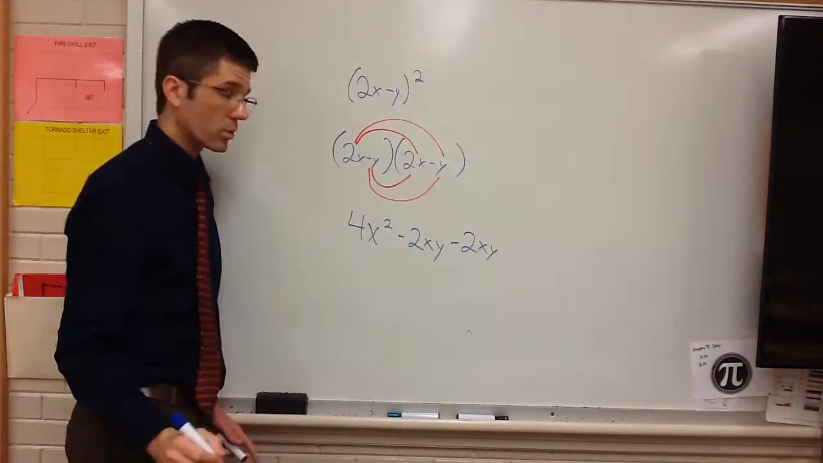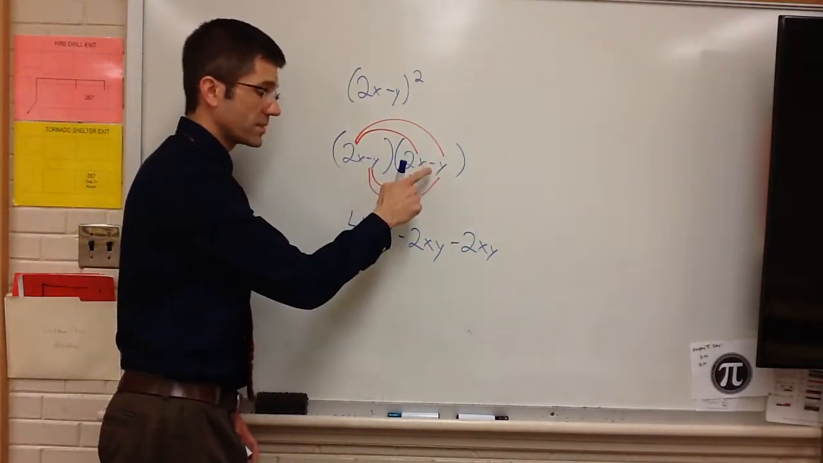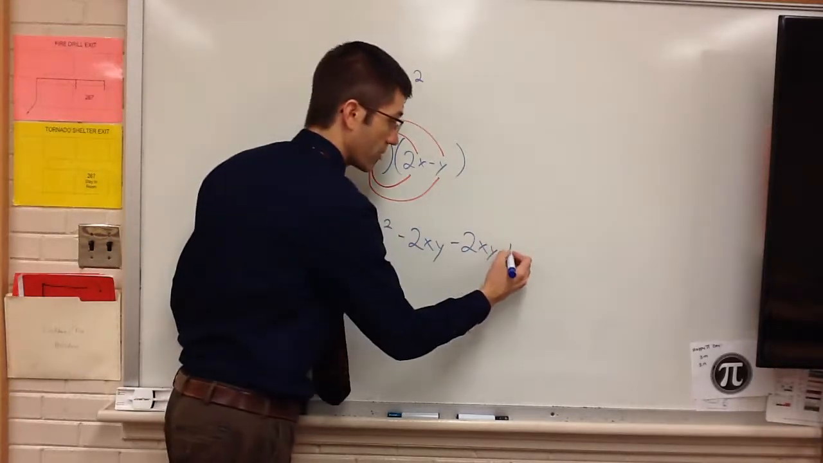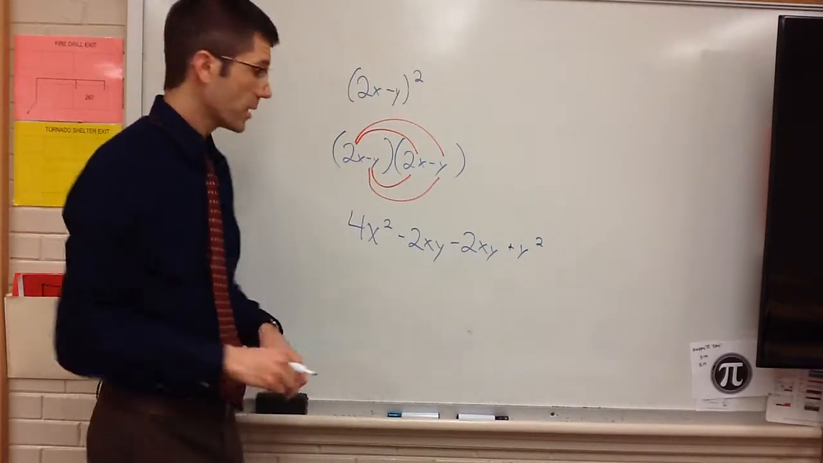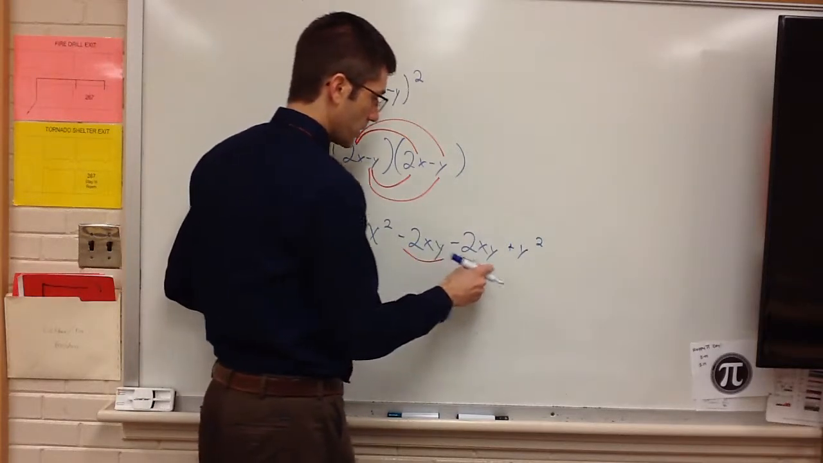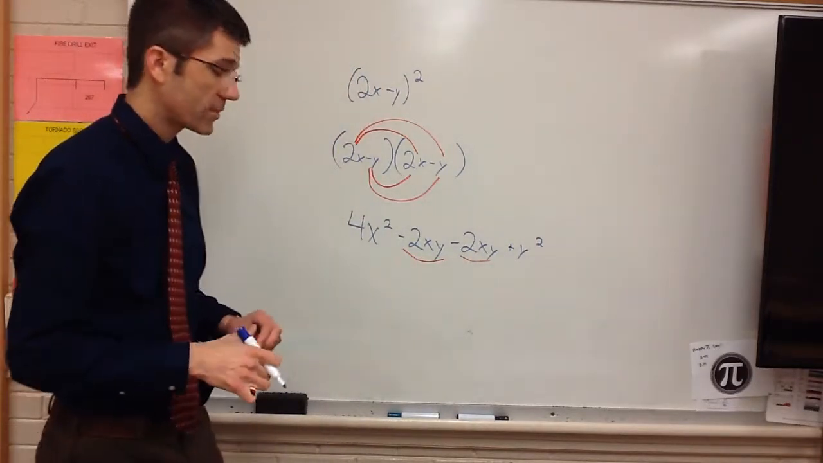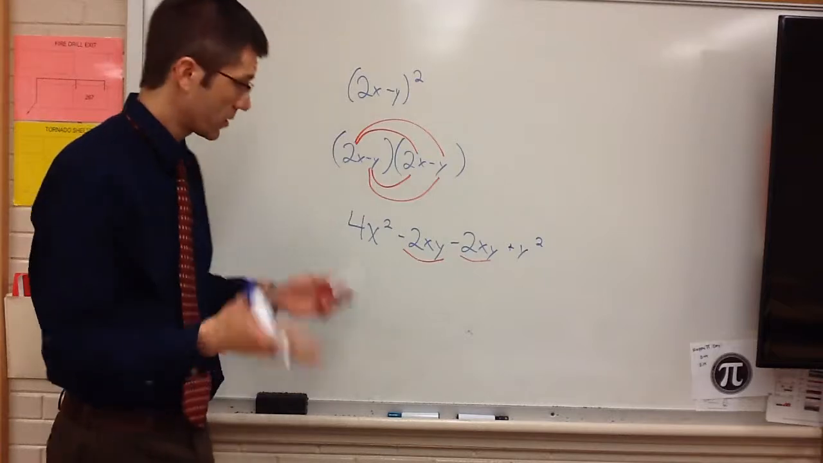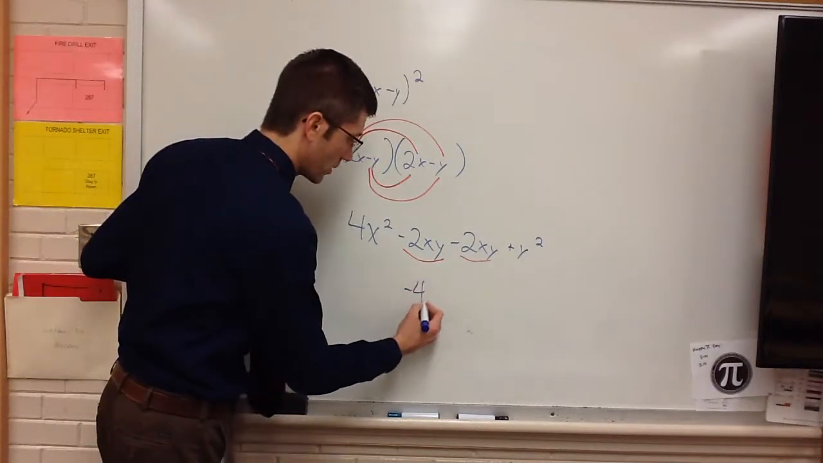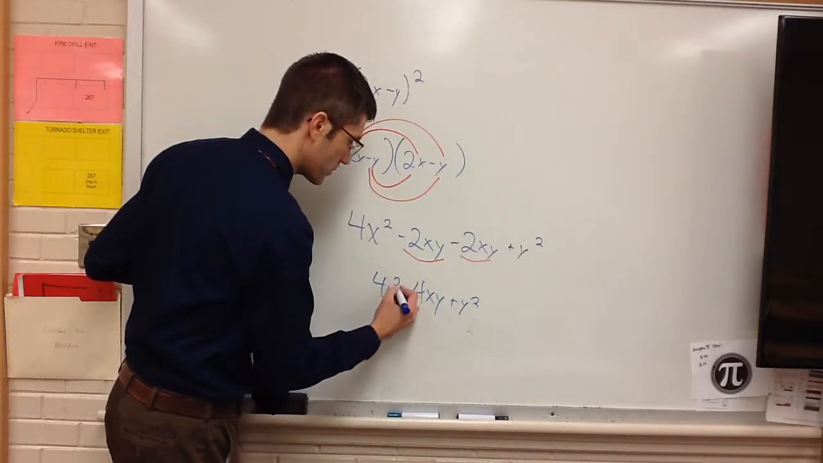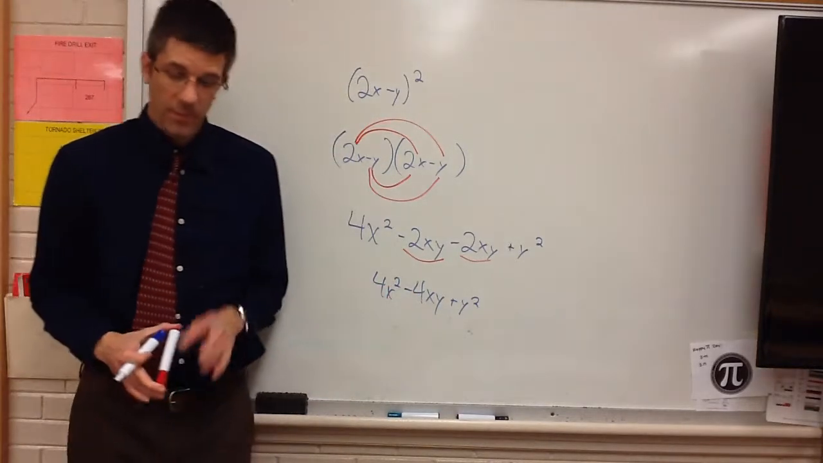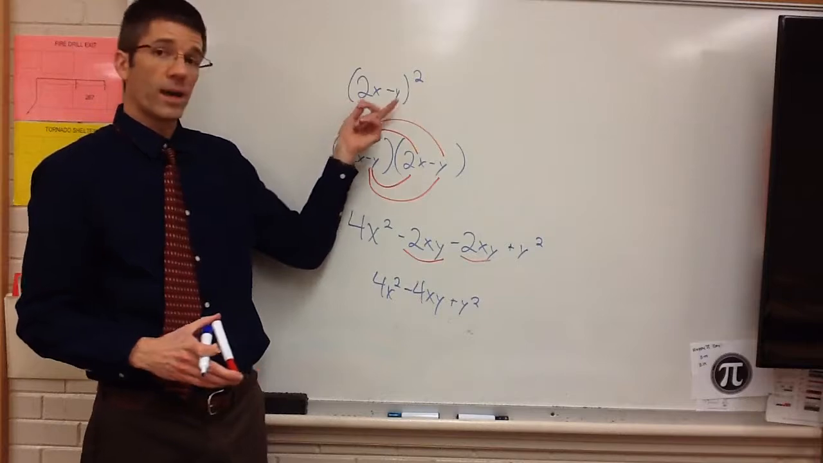Let's put them in alphabetical order. Negative y times negative y, well, negative times negative is positive. y times y is y squared. And we do have some like terms. This one and this one go together. Negative 2xy minus 2xy: negative 2 minus 2 is negative 4xy. And that's what we have. There we go. Okay, this was a binomial squared.